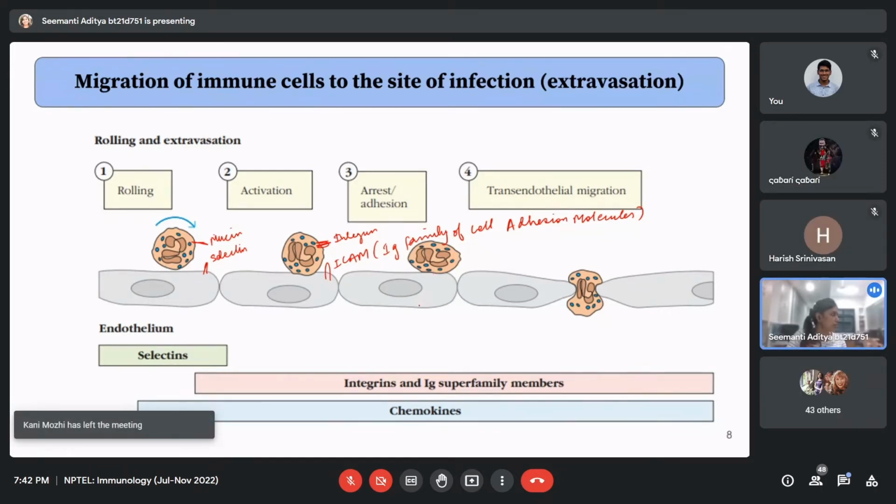Okay, somebody has asked what are four different ways of immune cells. Do not understand the question.